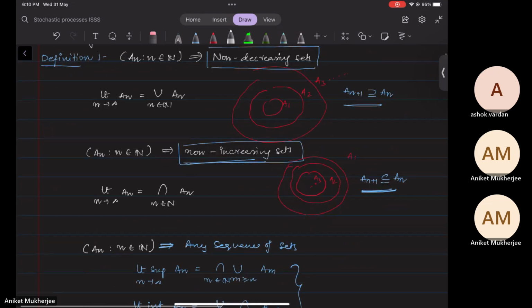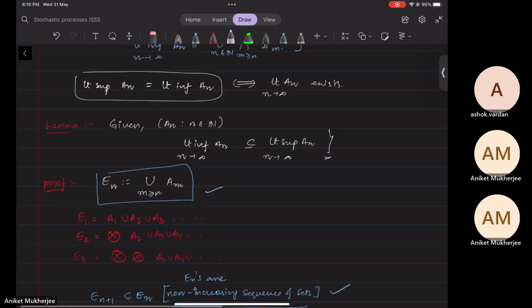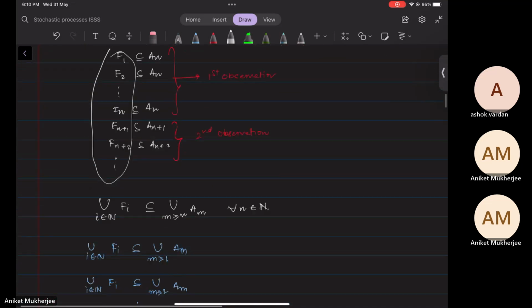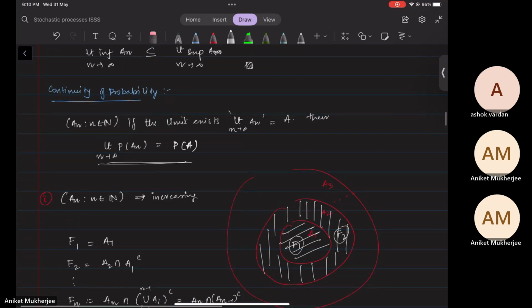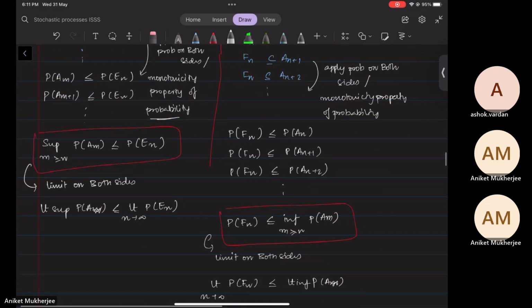Since events are sets, which are subsets of the sample space, I'll go to the final statement of continuity of probability. If you have a sequence of events and the limit of all those events exists and is A, then you can interchange the limit with the probability function. That is what continuity means. So the limit as n tends to infinity of the probability of A_n is equal to the probability of the limit of A_n. You can interchange the limit and the probability measure. This is the proof that we did in the continuity part.